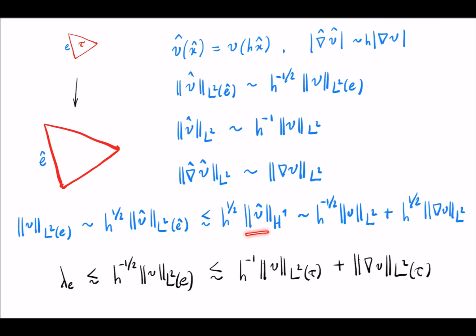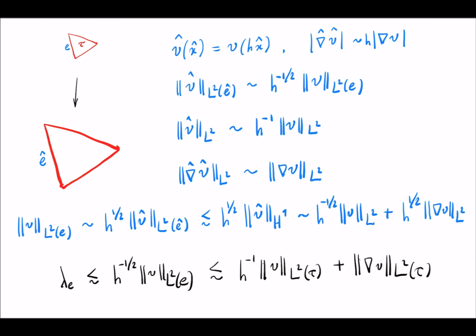Now this would be the H1 norm on the reference element. This would be on the reference edge. Then we scale back to the element. The H1 norm will split into two pieces, the L2 norm and the semi-norm. For the L2 norm, you pick up h to the power minus 1, so you will get h to the minus half. And for the other one, it doesn't change. So the L2 norm on the edge of v is bounded by this quantity.